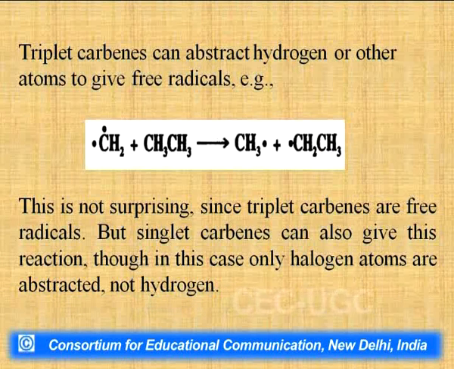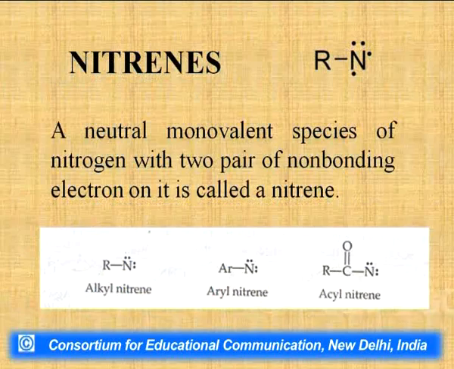For your concern, what are free radicals? Species having an unpaired electron. This is not surprising, since triplet carbenes are free radicals, but singlet carbenes can also give this reaction, though in this case only halogen atoms are abstracted, not hydrogen. So, that is all about the carbenes.